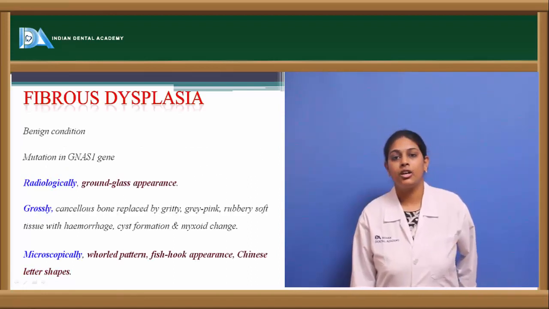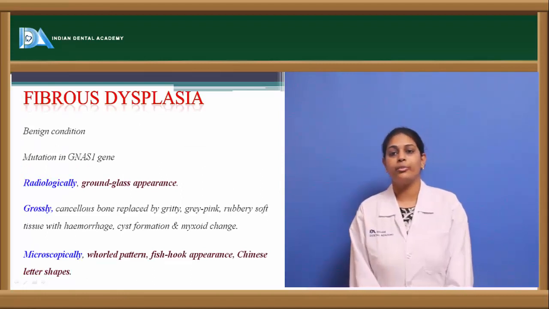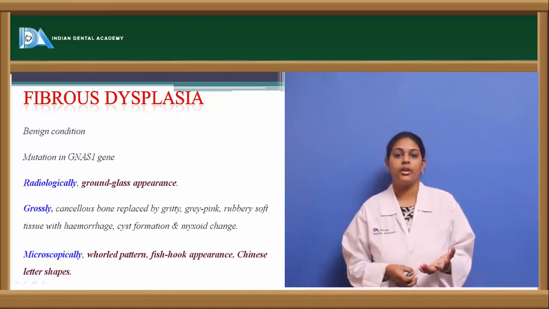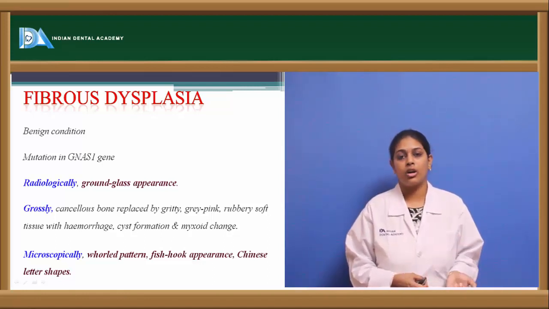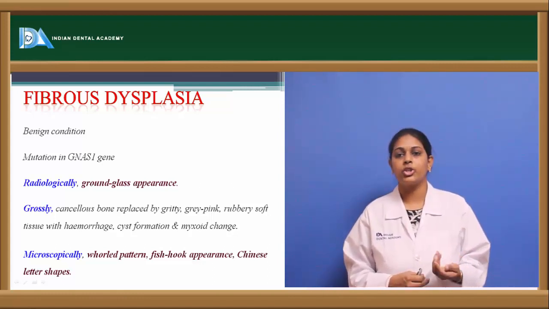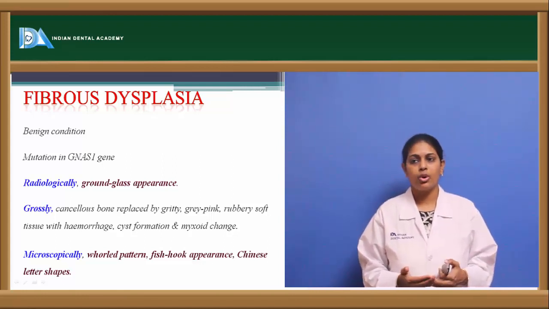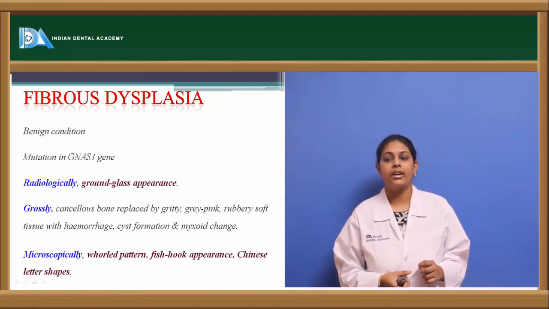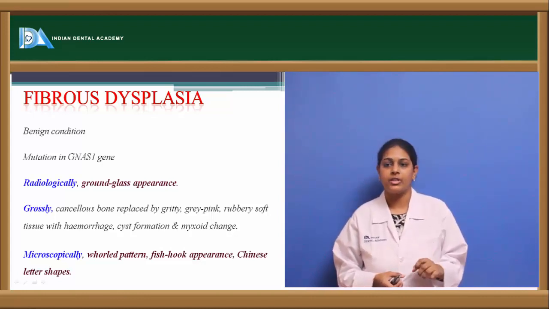Fibrous dysplasia is usually a benign condition, an uncommon tumor which involves the bone. It was supposedly just a hypothesis, but it has been shown that it could be an inherited disorder because of a mutation in a gene which encodes an alpha stimulatory G protein. So this could be an inherited disorder which occurs in patients, and radiologically it gives a ground glass appearance, which is a characteristic feature of fibrous dysplasia.